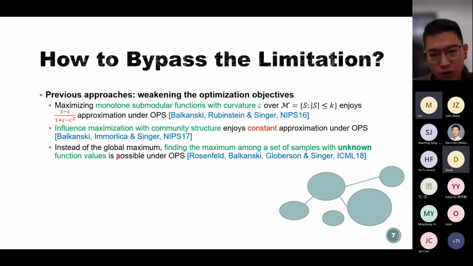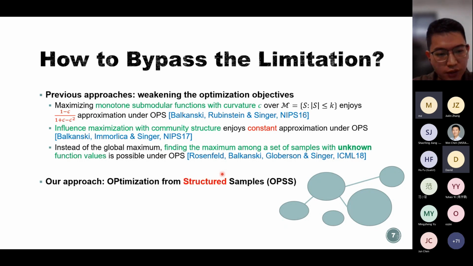In the third work, we know that in the OPS model, we have a set of samples with known function values. In the third work, there is another set of samples with unknown function values. We need to use the samples with known function values to find the maximum of the set of samples of unknown values. So this problem is proved to be solvable under OPS. So we can see this approach works to bypass the limitation of the OPS model by weakening the optimization objectives.